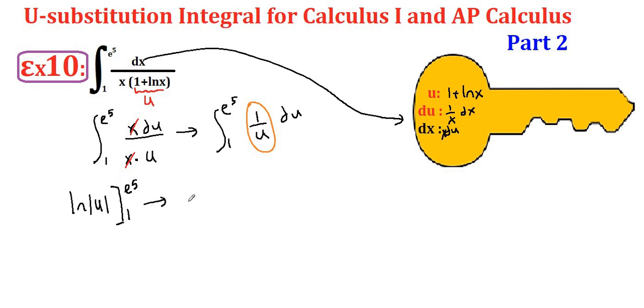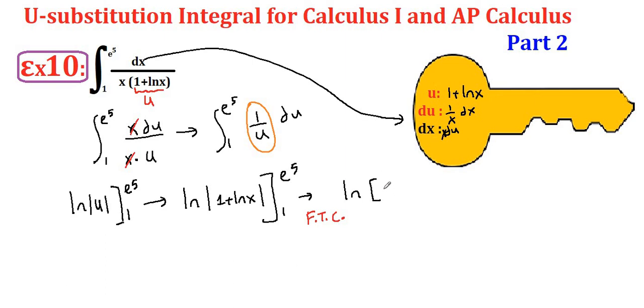Now we bring u back. Ln of our u is 1 plus ln of x, and from 1 to e to the 5. Now we're going to apply the fundamental theorem of calculus. Upper boundary minus lower boundary. So we have ln of 1 plus ln of e to the 5 minus ln of 1 plus ln of 1.